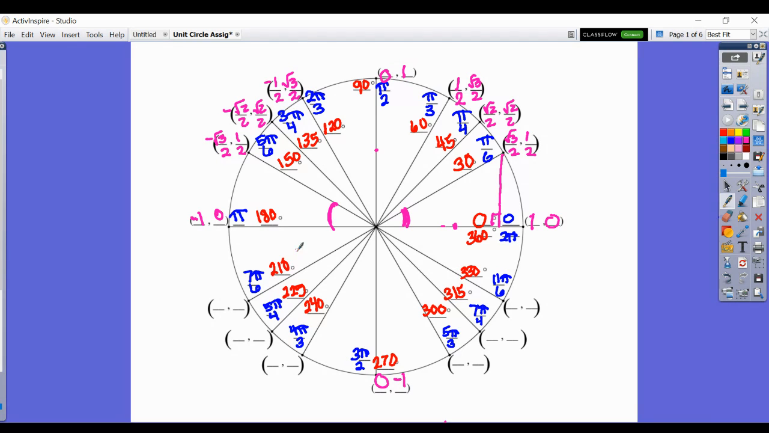Now, the same thing is going to be true in quadrant 3. Everything's negative in quadrant 3. So we're going to go left, negative square root of 3 over 2, negative 1/2. And this one would be negative square root of 2 over 2, negative square root of 2 over 2. And then we have negative 1/2, negative square root of 3 over 2. Same points. This one matches with this one. This one matches with this.